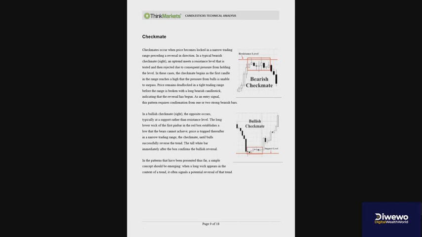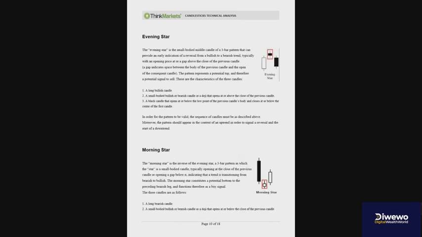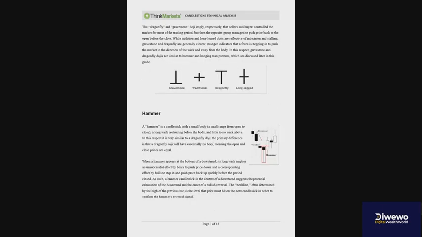All right, so try to read all these things for insinuations. They will be very, very helpful. Bearish checkmates and bullish checkmates. We also have the evening star and the morning star. These ones are very, very similar to the doji. Okay, the doji, don't forget this doji.